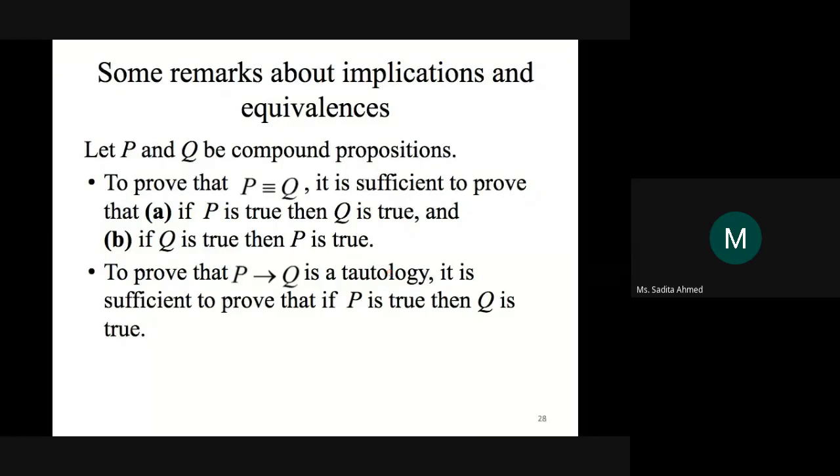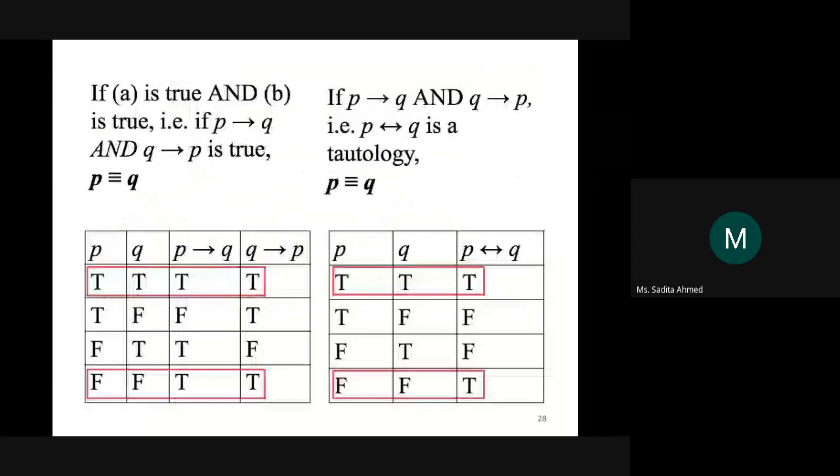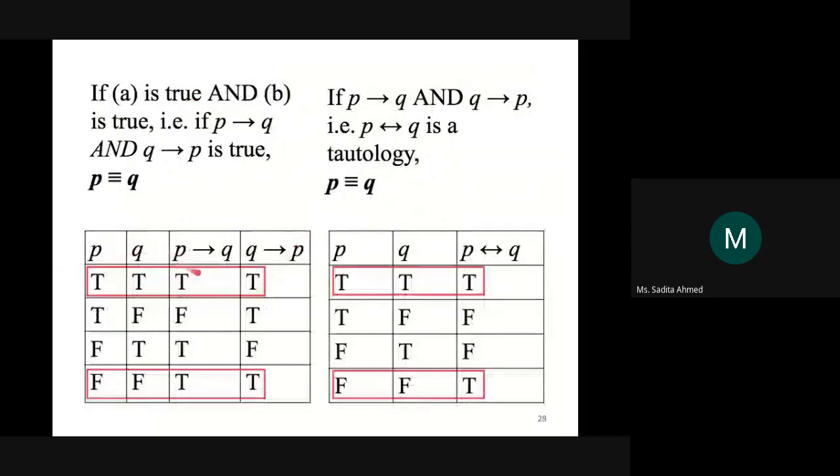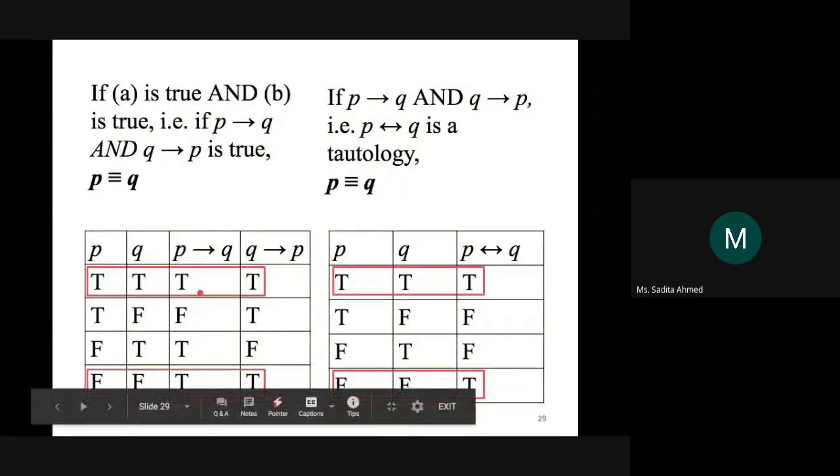So we already know about these things. These remarks, we already discussed when we were talking about implications and biconditionals. Okay, so the same thing here. If A is true, that is, if P implies Q is true, then what do we have? P implies Q is true in which cases? This one, the first combination, second combination, and third combination.